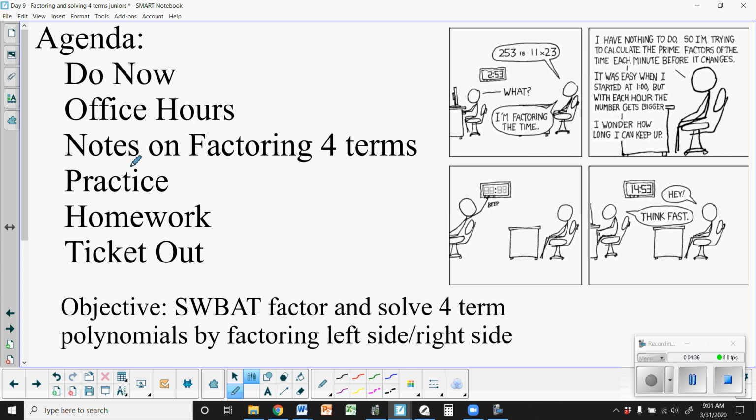So that'll be part of this as well. Notes on factoring 4 terms. We'll do some practice on factoring those 4 terms. We'll look at some homework. And our objective today: students will be able to factor and solve 4-term polynomials by factoring left side, right side.